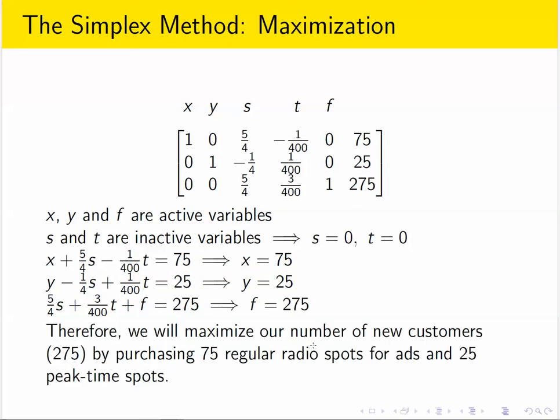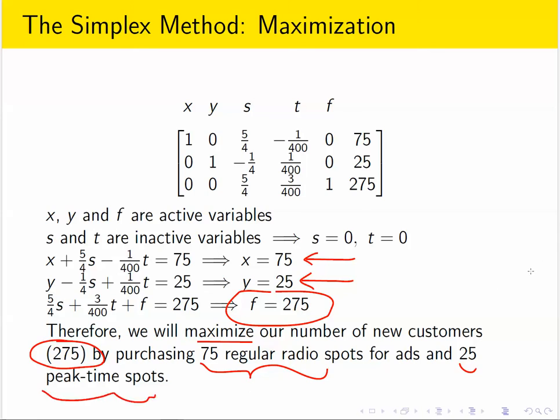So from this, we can see that we will obtain a maximum value of f, and remember f represented the number of new customers we were getting. We can get the maximum value of 275 new customers if x is 75 and y is 25, but the answer to a word problem should be a word answer, so expressing that in words, x was the number of regular radio spots, so we want 75 regular radio spots and 25 peak time spots.